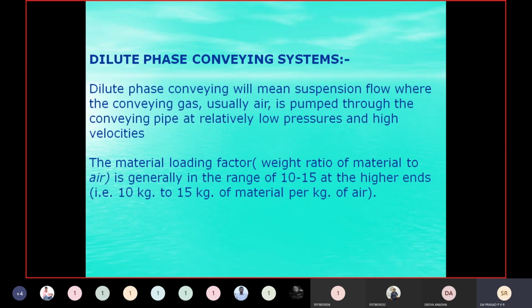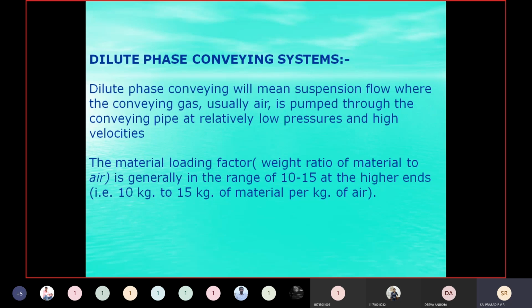The material loading factor is the weight ratio of the material to the air. So how much amount of solids we are transporting, or how much amount of air is required to transport them, is called the material loading factor. It is generally in the range of 10 to 15 at the higher ends, meaning 10 to 15 kgs of material per kg of air. That is the meaning of it.